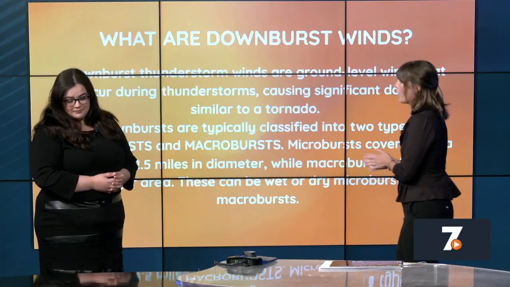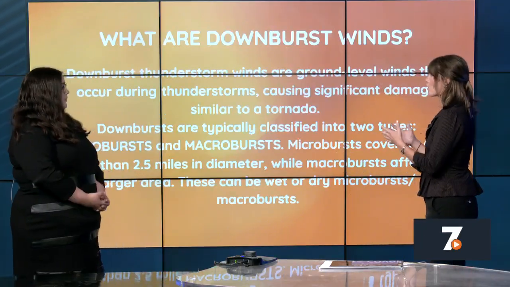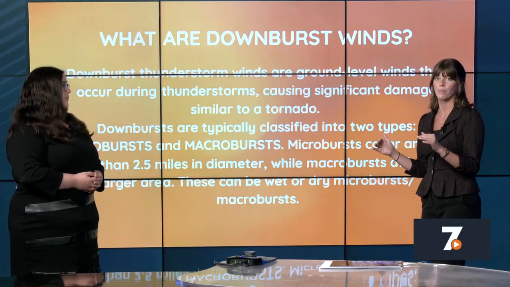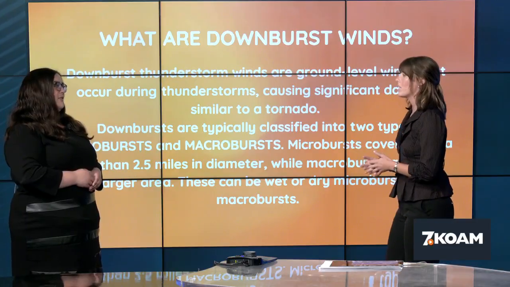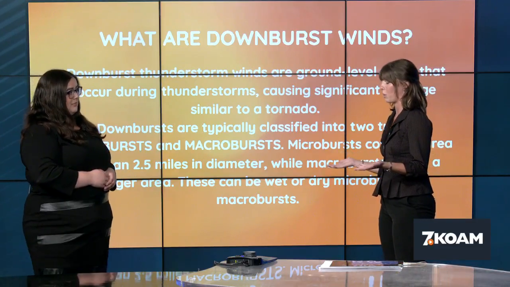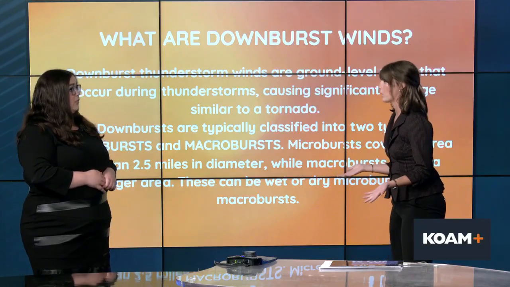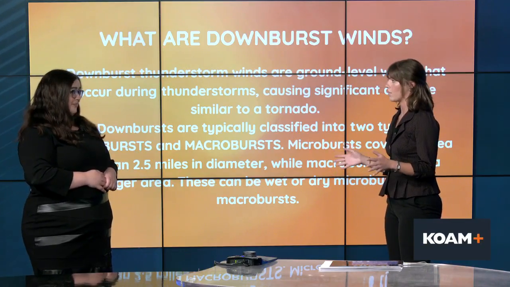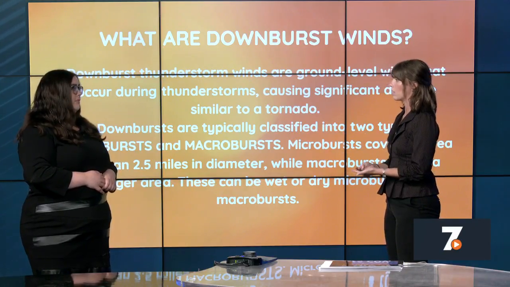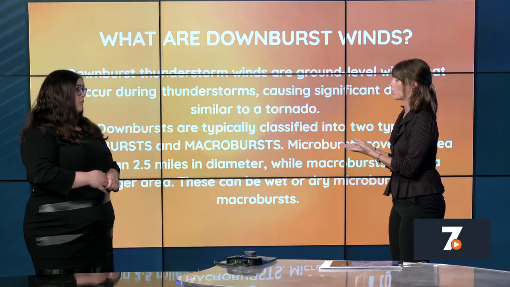So as we go on to the next slide, it'll give a little definition. Basically, downburst thunderstorm winds are ground level winds that occur during a thunderstorm, but they can cause just as much damage as any tornado. In fact, some of these downbursts can have winds gusting up to 100 miles per hour, which is even up to an EF1 tornado. So it can cause a lot of damage, which we've seen, I believe, a couple weeks ago, when Nevada had a bad storm. That was as a result of downburst thunderstorm winds.